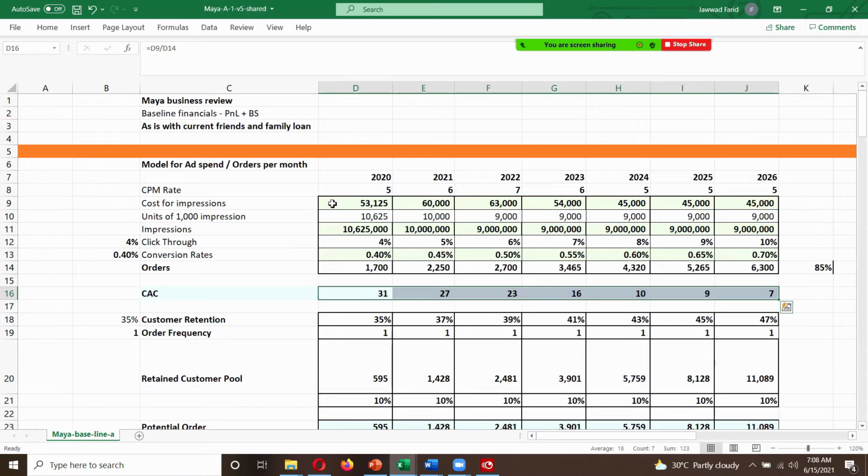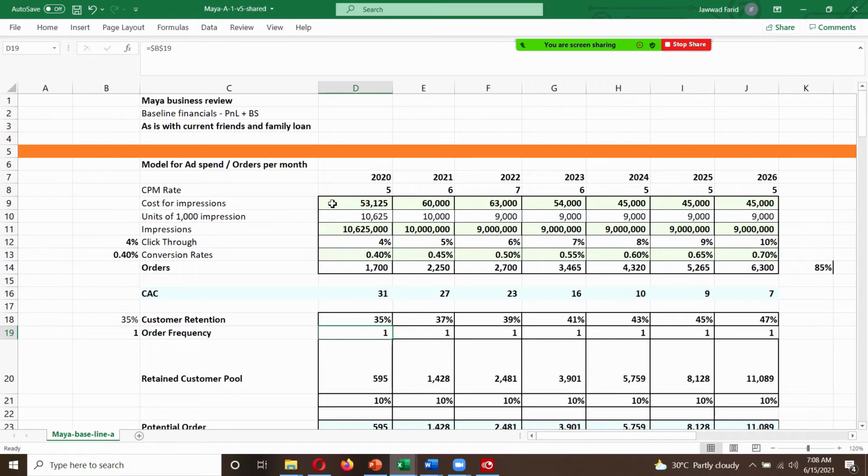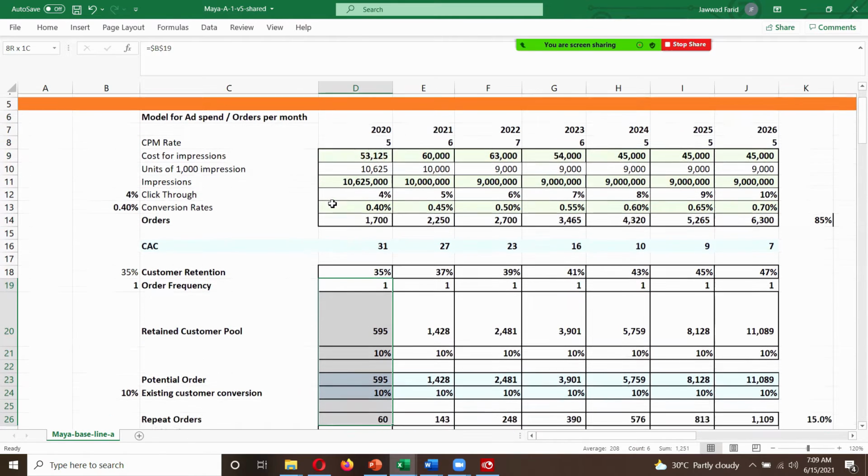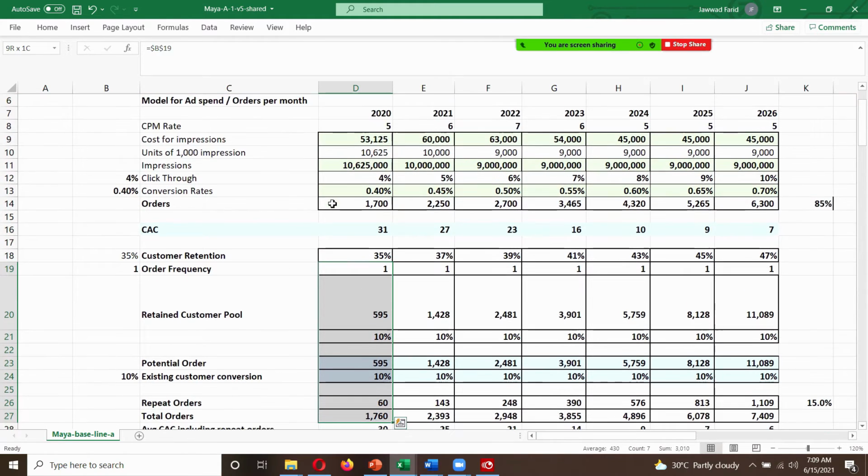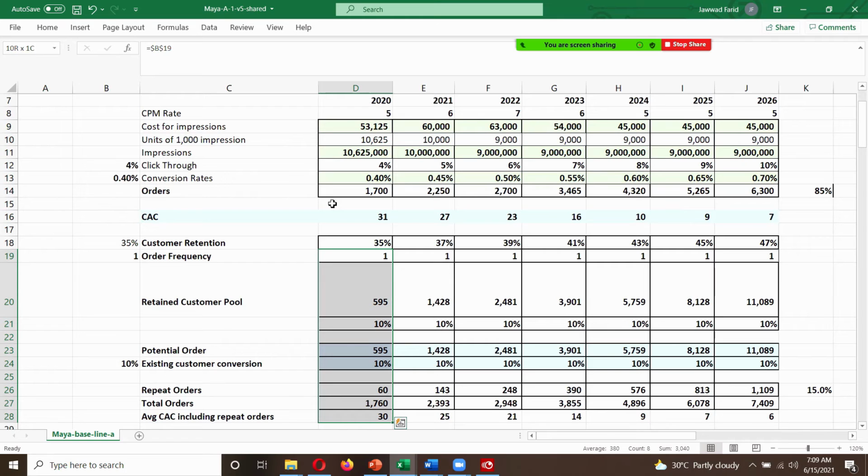But there's a second model, and that model is what we call the retained customer model. And that model says, I have a pool of retained customers. How do I convert them? And if I do a good enough job of converting them, what part of my order pool, what part of my customer base comes from repeat customers. And the big benefit of figuring out how to work with retained customers is that you get to reduce your CAC, your customer acquisition cost, quite dramatically.